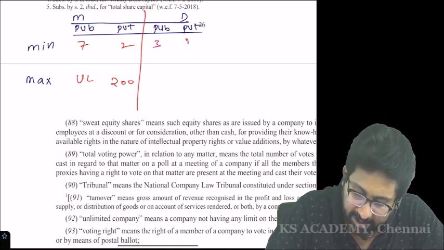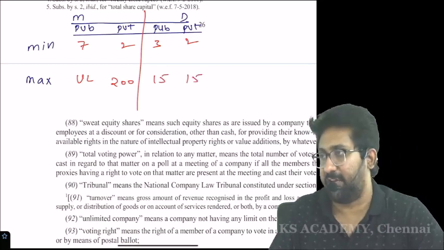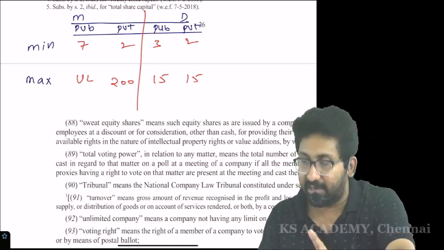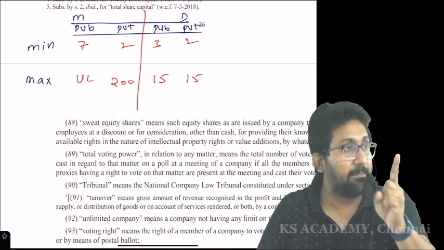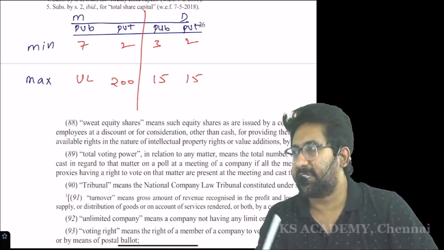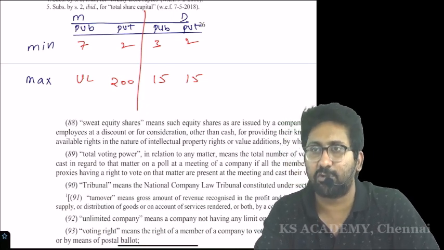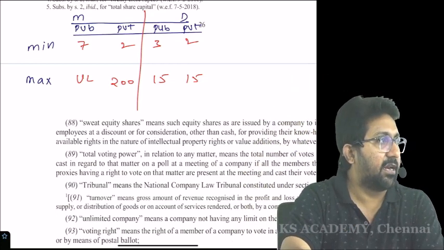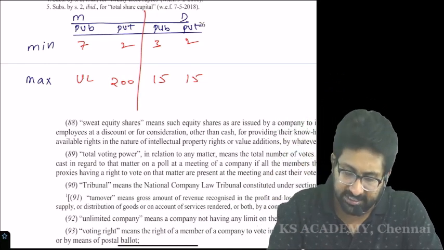Minimum directors in a public, 3. Minimum directors in a private, 2. Maximum directors in public, 15. Maximum directors in private, 15. Any company's maximum directors are limited to 15. OPC also 15. Yesterday I told you this point. For OPC, 1 is applicable for whom? Members, not for directors. Directors can be more than 1. A one person company means a company in which there is only 1 person as a member, not as a director. As a director you can have 15 also, no problem. Okay? This is the idea.